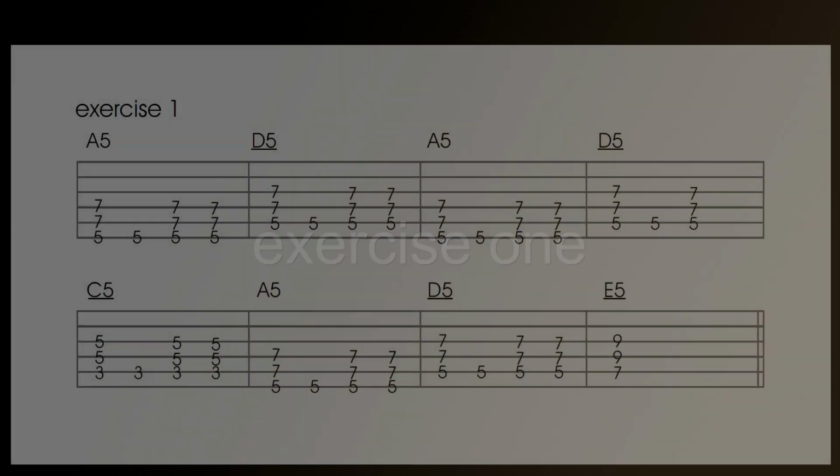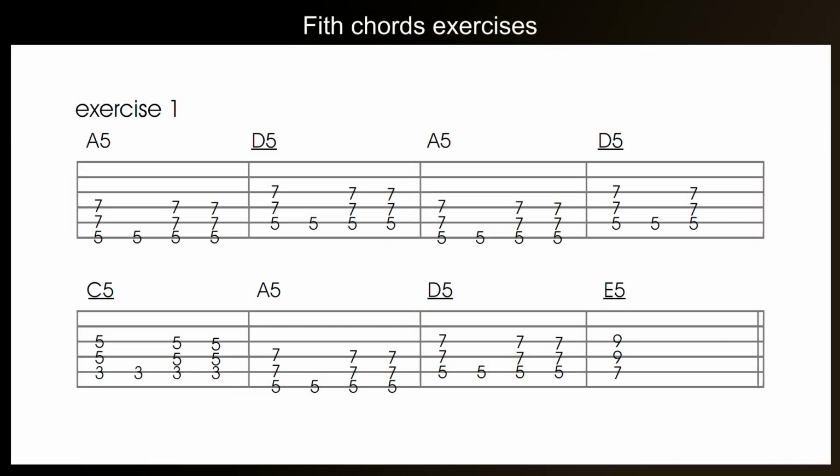Exercise 1. Looking at the first line of this exercise, you'll notice all the chords are in the 5th fret, and you're going between the A-fifth, which is an E string rooted bar chord, and the D-fifth, which is the A string rooted bar chord. You might also have noticed that there are some single notes being played.